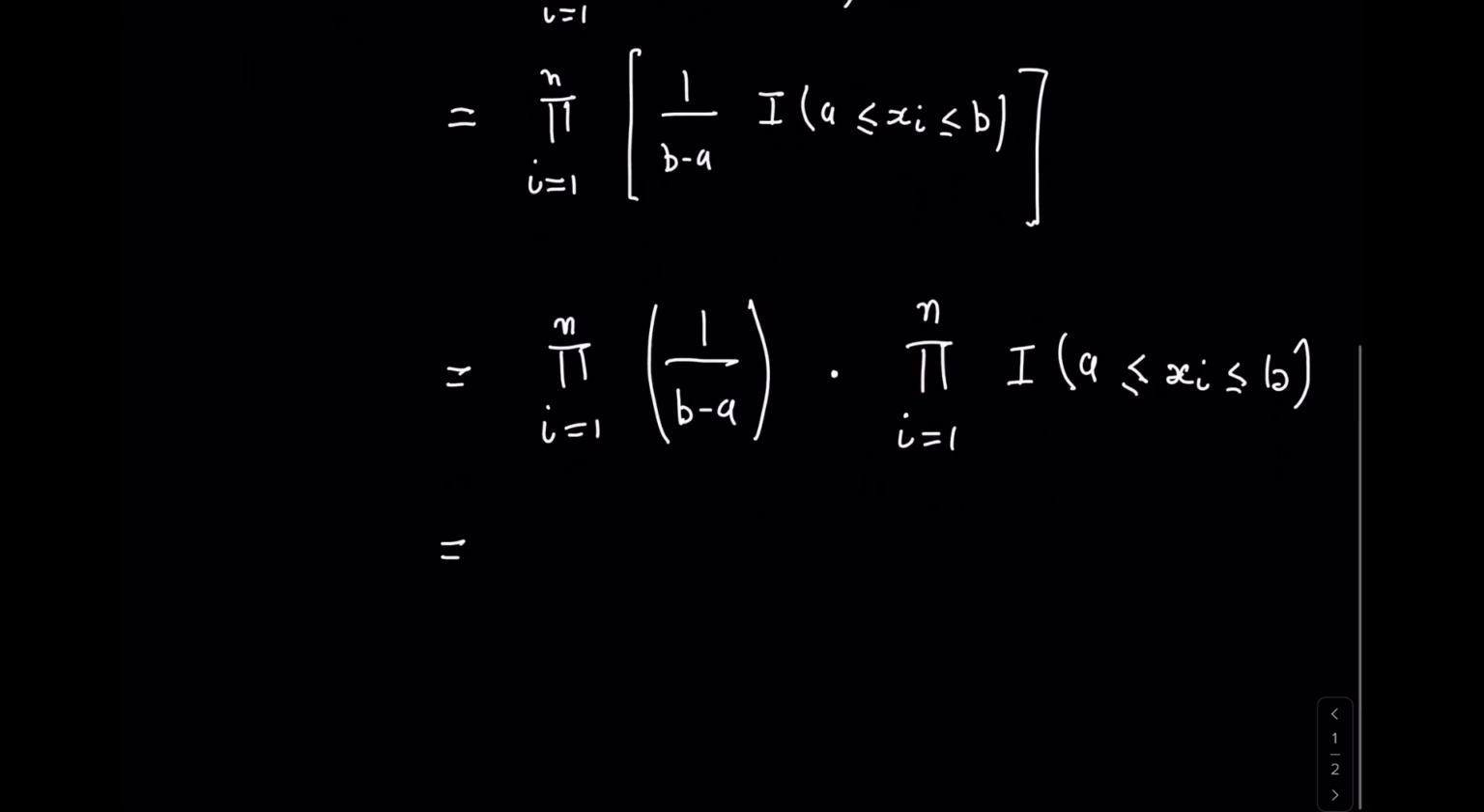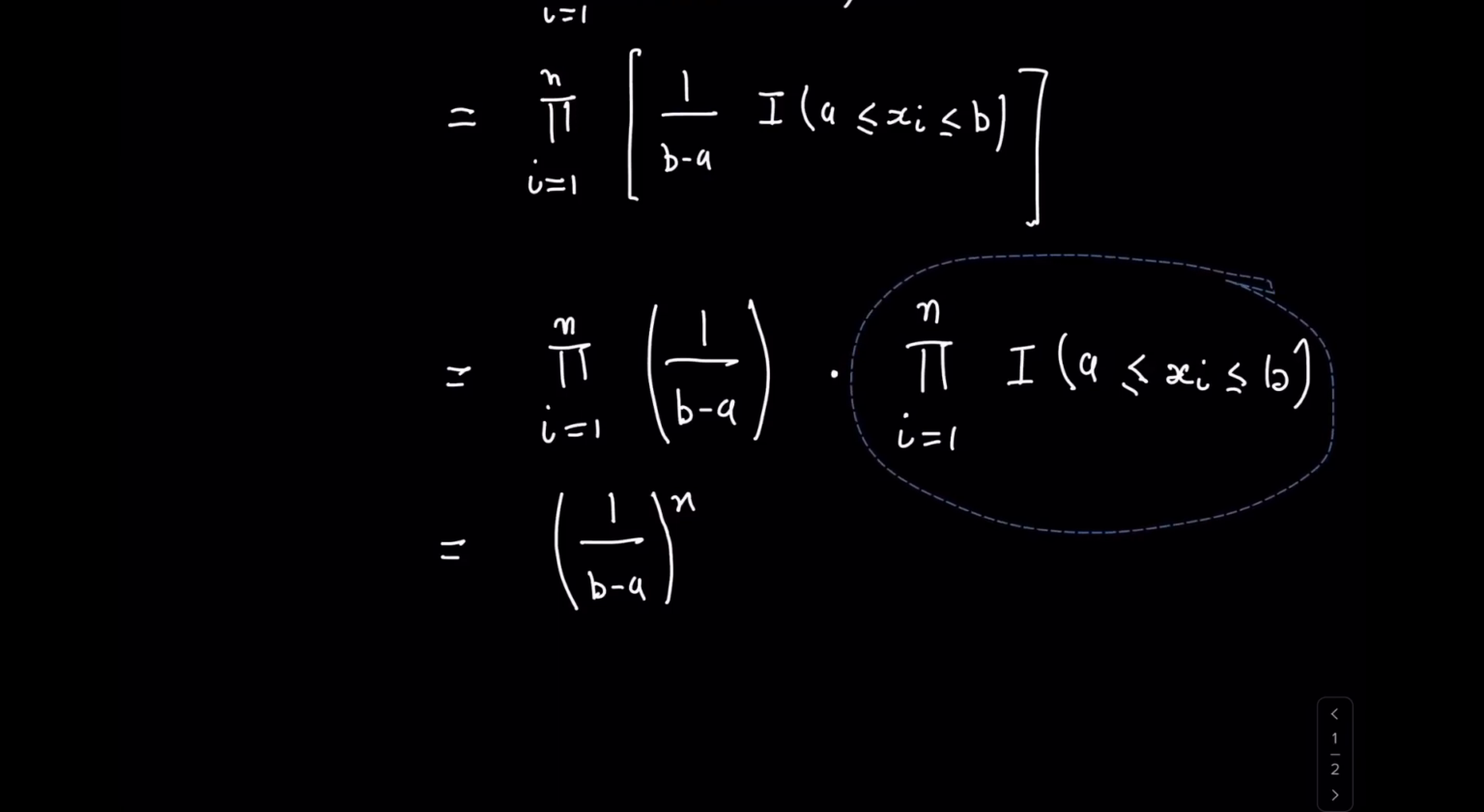Now, this first expression here is actually independent of the index i, you can notice here. So for this particular case, we're just multiplying this component, 1 over b minus a, n times. So actually what we're going to be left with is 1 over b minus a to the power of n. This second expression is where it becomes a little bit complicated.